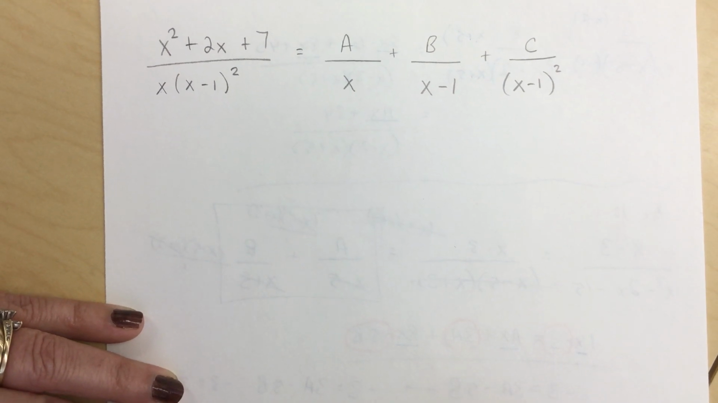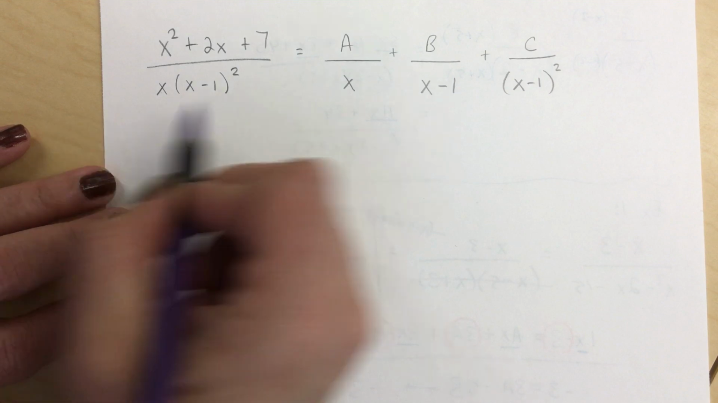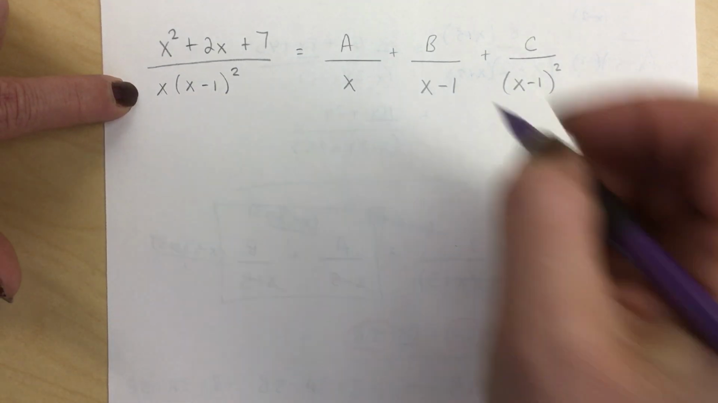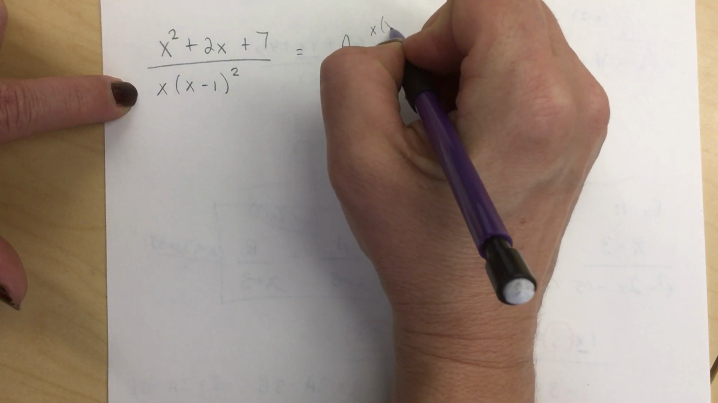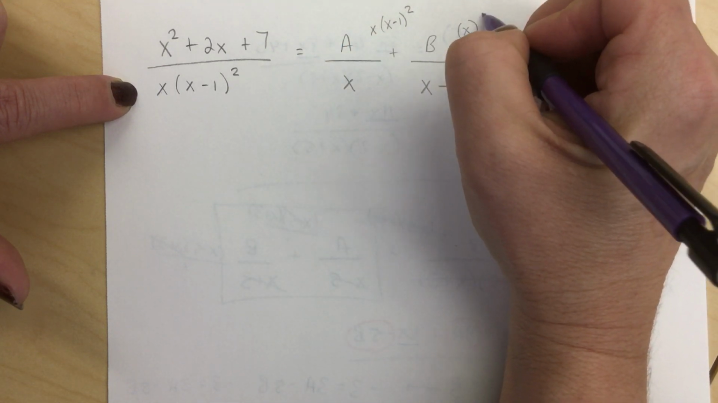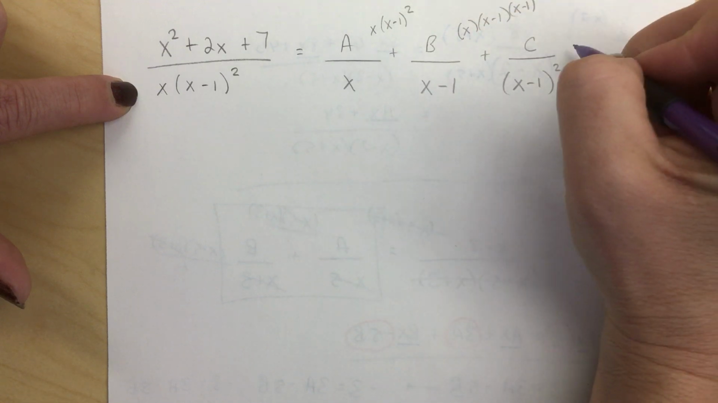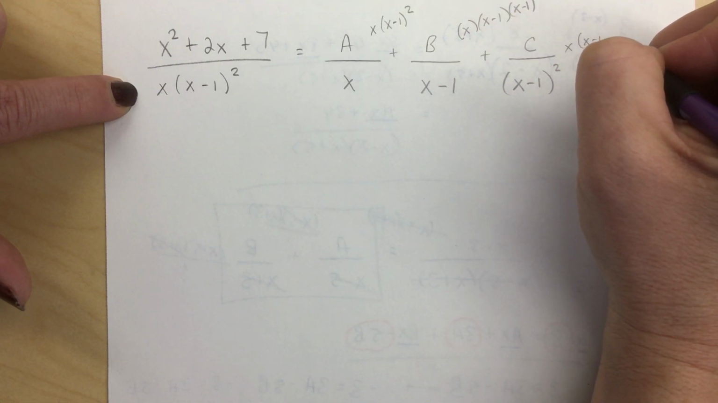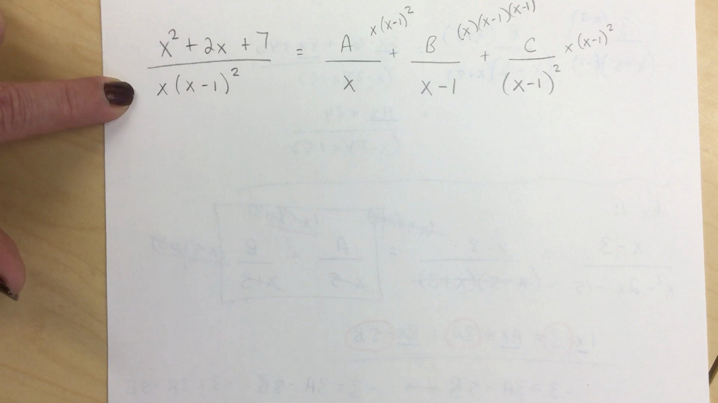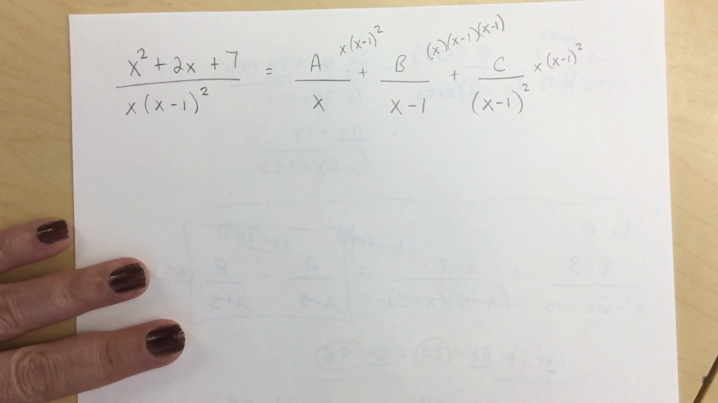So to find the A, B, and C on this one, we're going to multiply everything by the denominator. So I'm going to multiply x times x minus 1 squared. I'm going to multiply this, and I'm going to write out the x minus 1 twice on that one. You'll see why in a minute.